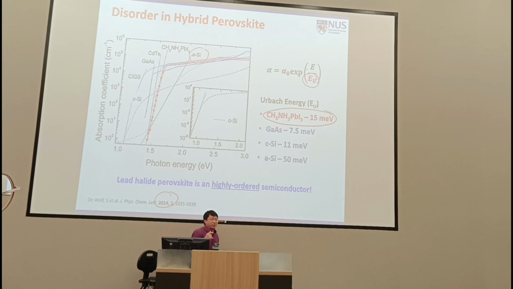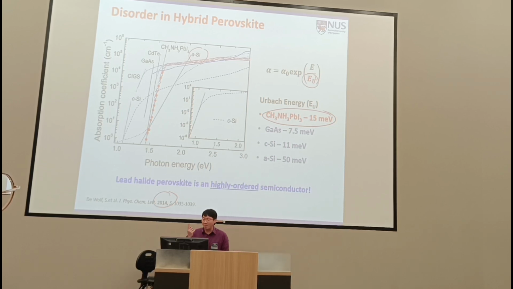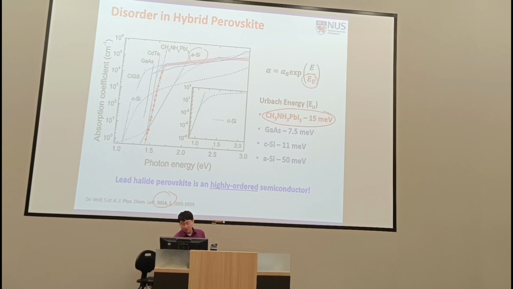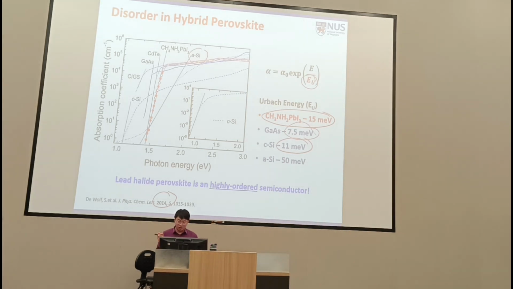But to you, it might mean nothing. What's 15? Is 15 high or small? You have to compare. Gallium arsenide, we know, is a very good semiconductor, at 7.5. So better than perovskite, but not very much better. Crystalline silicon, 11 millielectron volts, also better, but not a lot better.